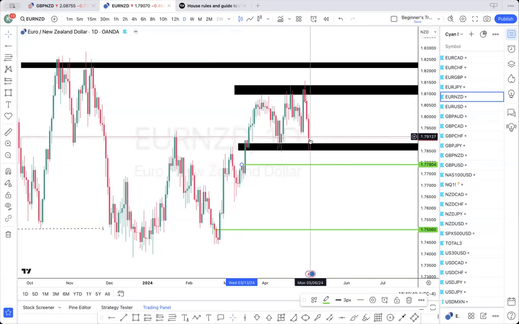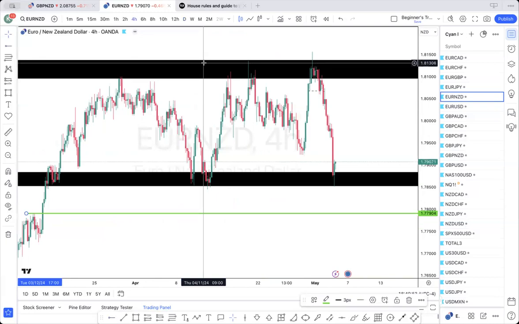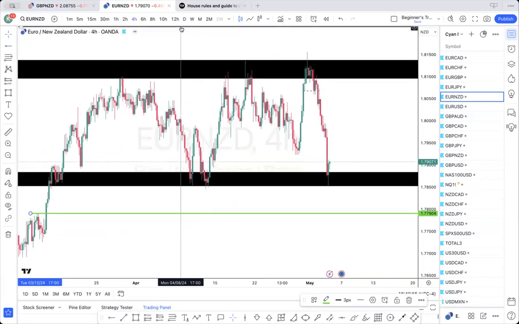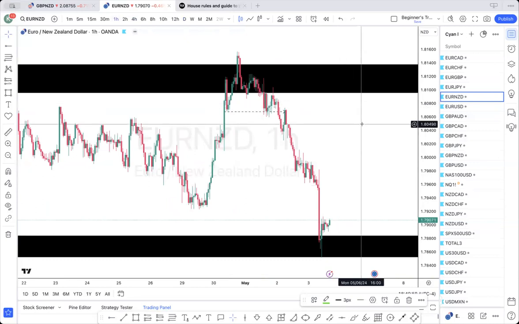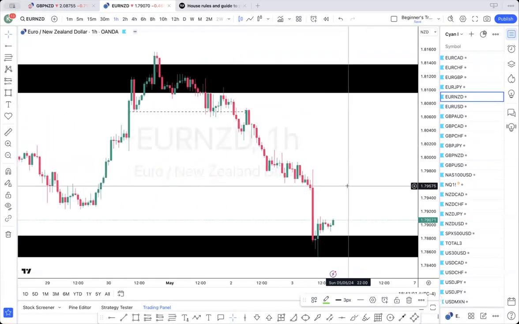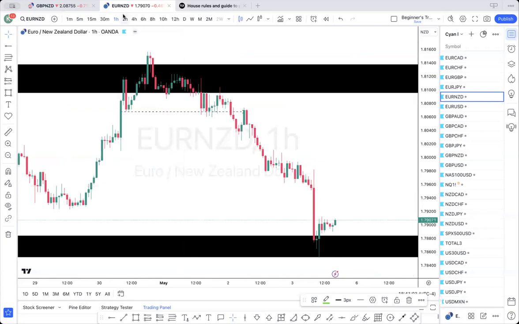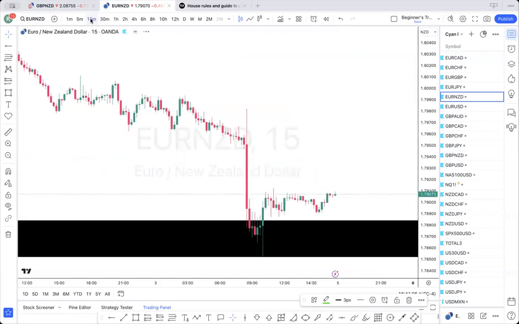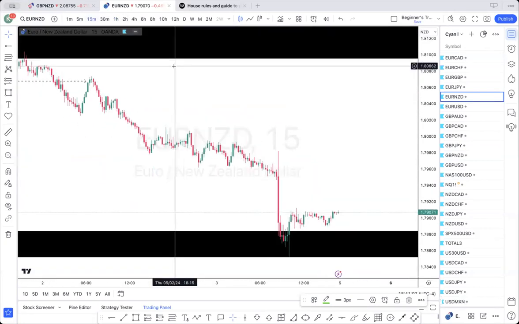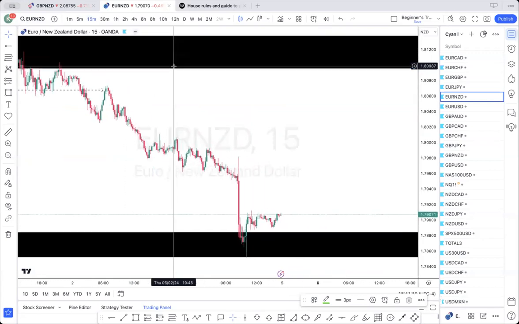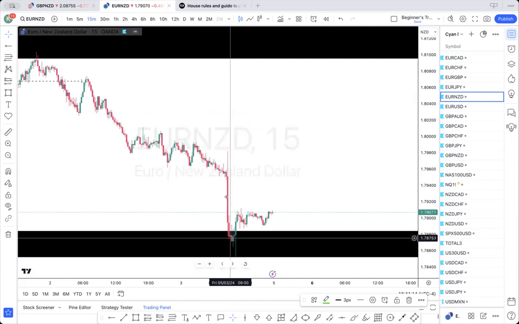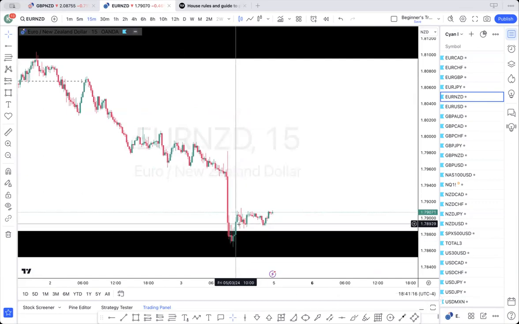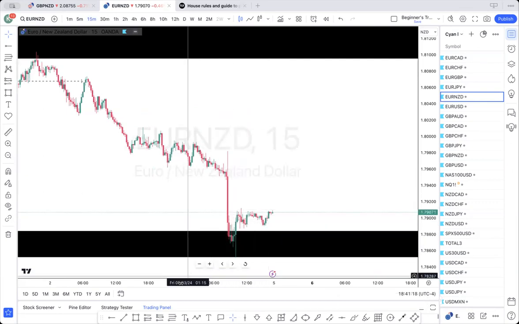So currently price is here. If we look at the 4-hour, we got some rejection there, but no structure. On the 1-hour, not enough structure for me. We have this round and pushed up, so now it's consolidating here.